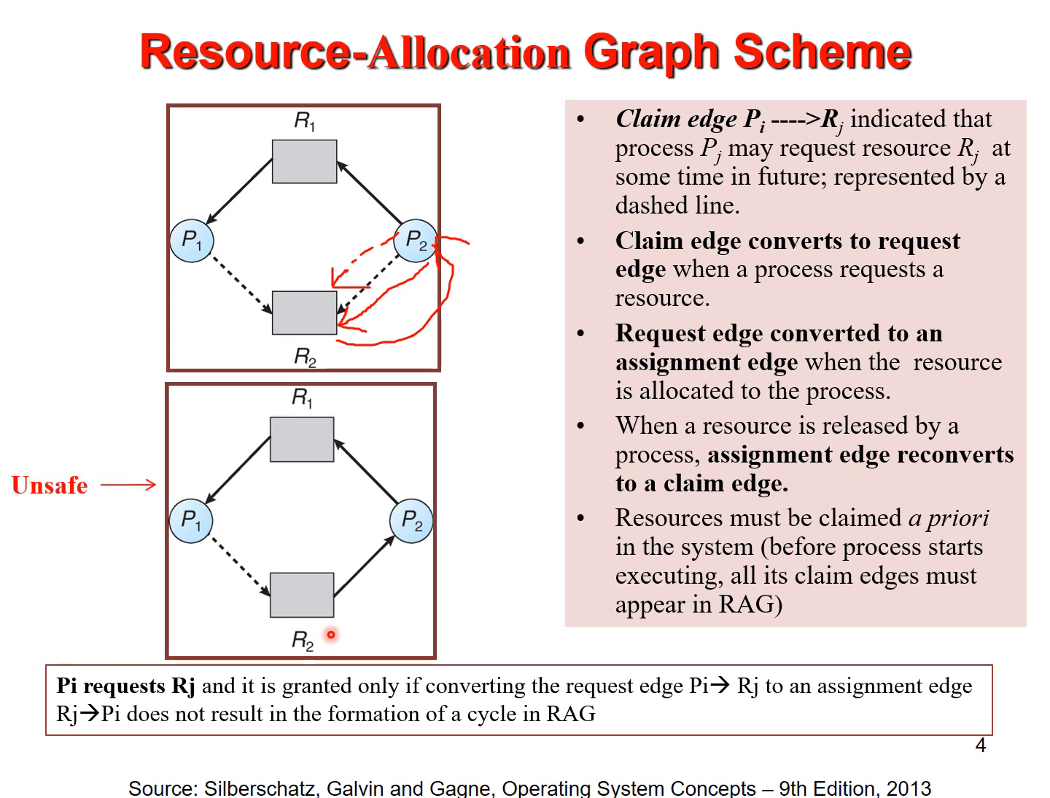In this case, we can easily find out that it is unsafe, because when we are changing that back to the assignment, when it makes a request, again we are making an assignment, you can see very well this particular resource allocation graph is forming a cycle, that is, it's unsafe.